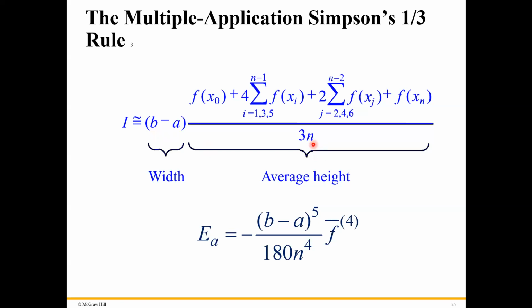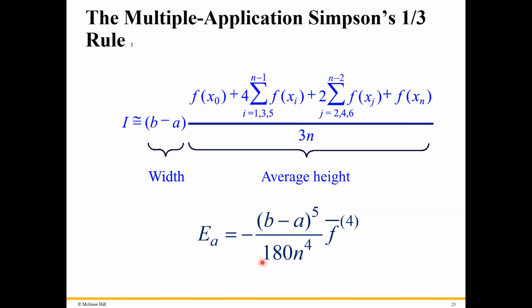N is the number of segments. In this case, n should be an even number. If n is an even number, then the total number of points will be n plus 1, because it starts from 0. And then there will be an even number of segments as well. So this is called the average height in this case. So first 4 times the second, fourth, and sixth terms, or in this case i equal to 1, 3, 5, 2 times the third, fifth, and seventh, etc. And then the last term will be with just a coefficient of 1.